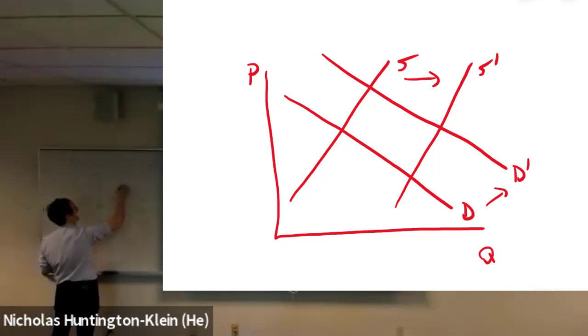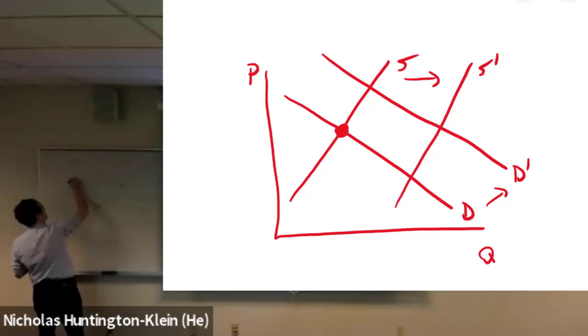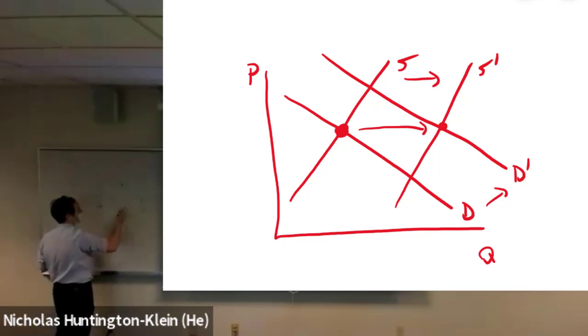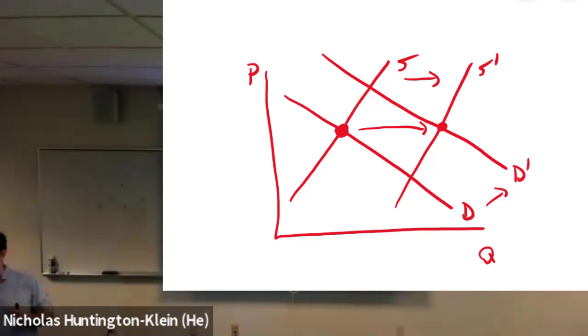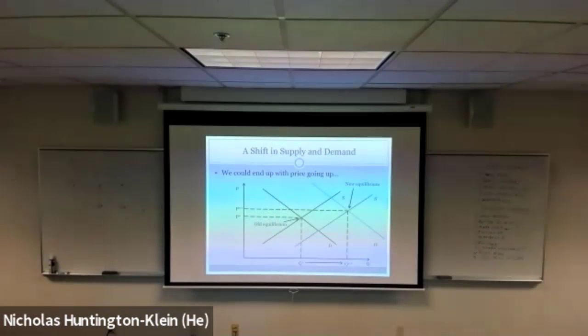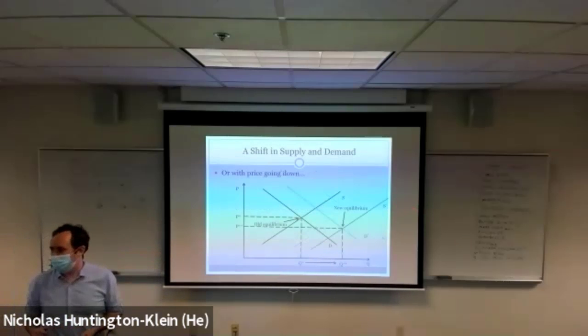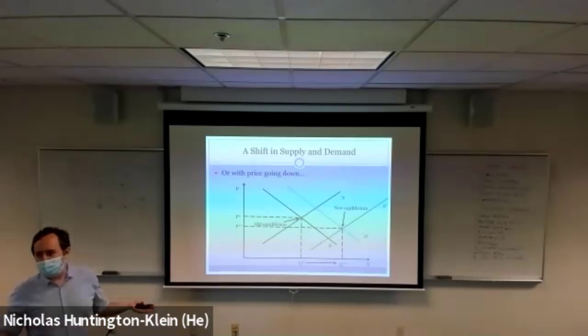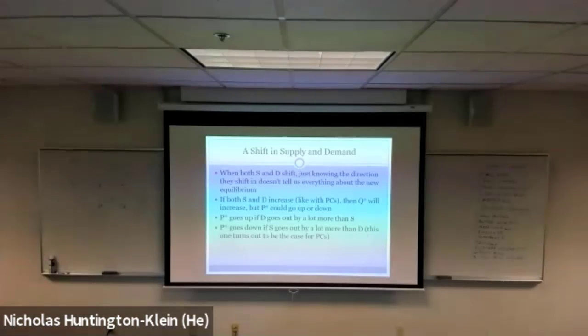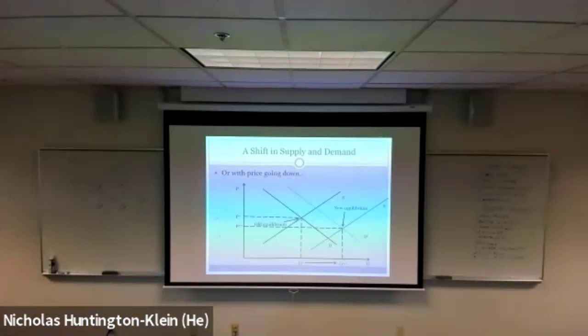to our new equilibrium. Now, there's a problem with this, which is that you'll get a different answer depending on how you draw the change. Right? You can either draw it like this, and you can see that the price is going to go up, or you can draw it like this, and the price is going to go down. So which one's it going to be? Right? We can't just stop there. So when both demand and supply shift, we need more information. There's not enough information to figure out what's going on, right? Because we could end up either way, depending on how we draw it.